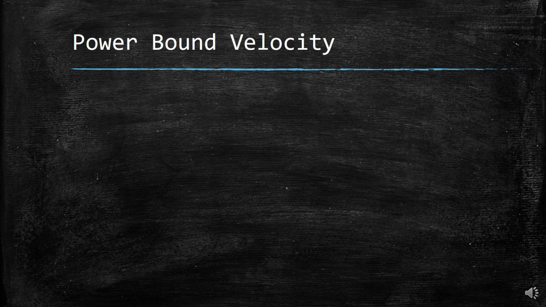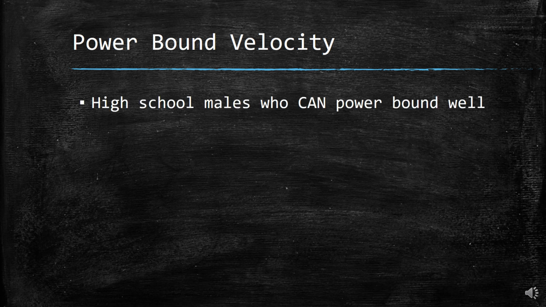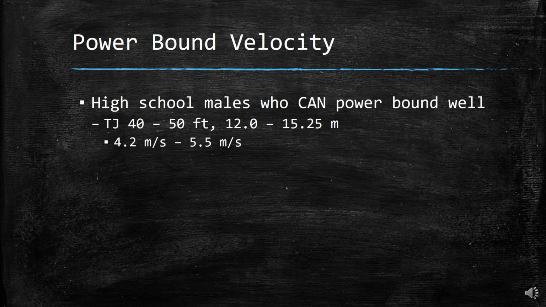High school males who pass the eye test with power bounding will achieve speeds between 4.2 meters per second and 5.5 meters per second when power bounding. That data is comprised of triple jumpers at the high school level who have PRs between 40 and 50 feet.